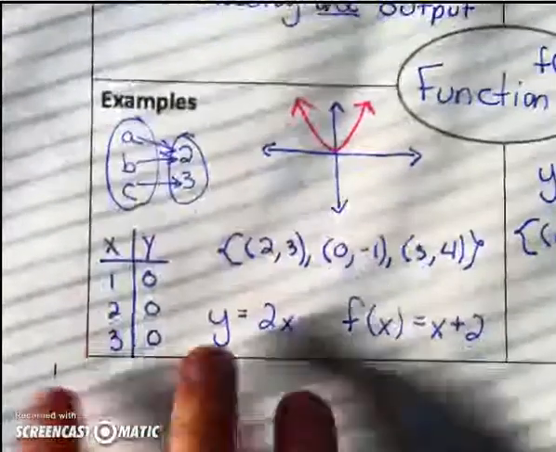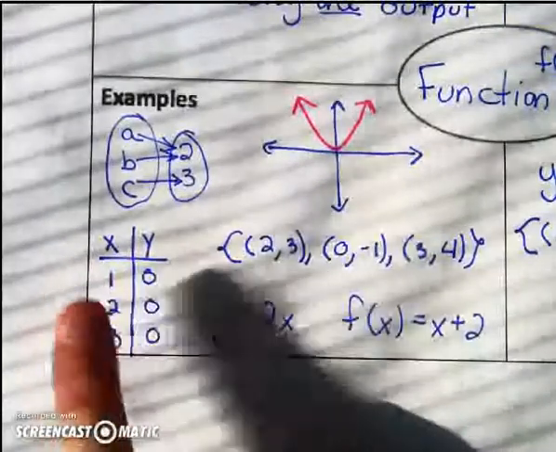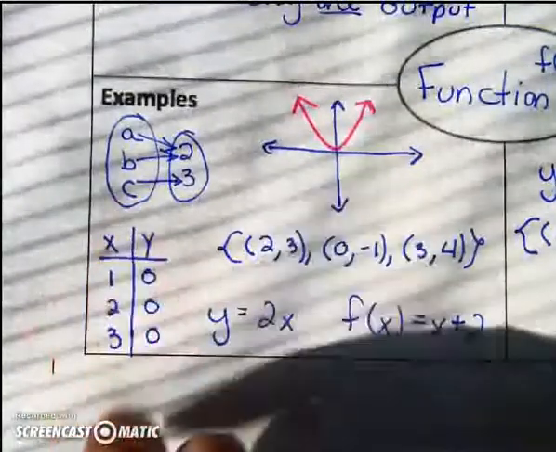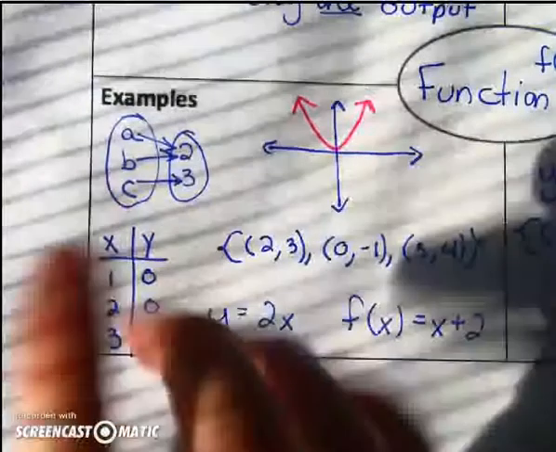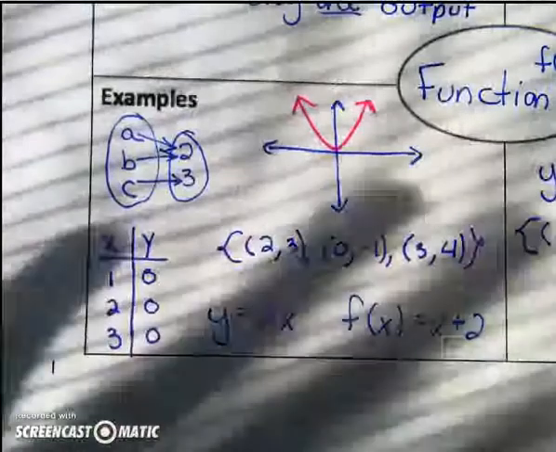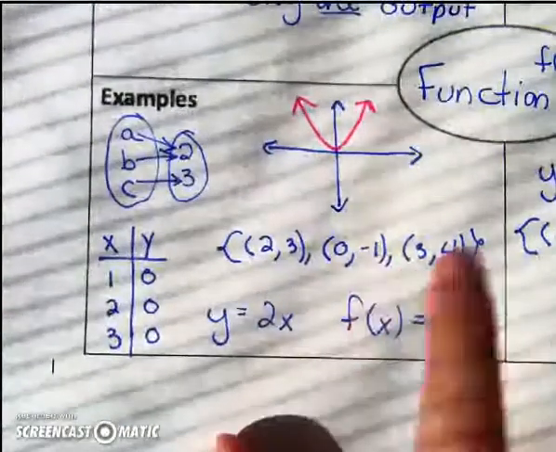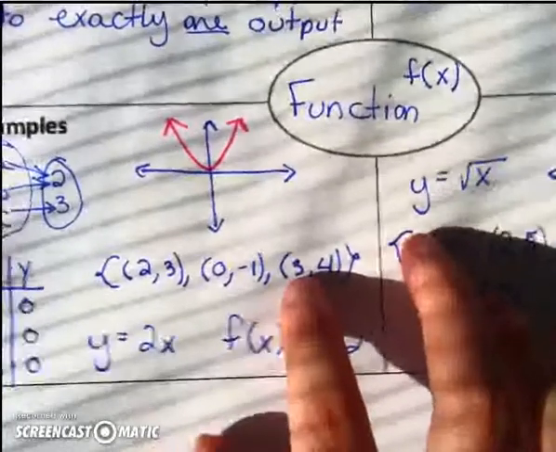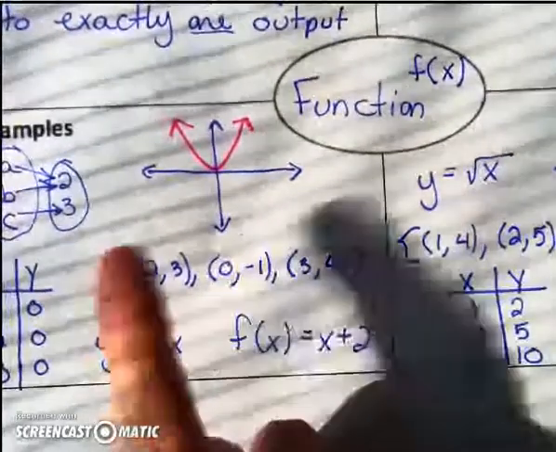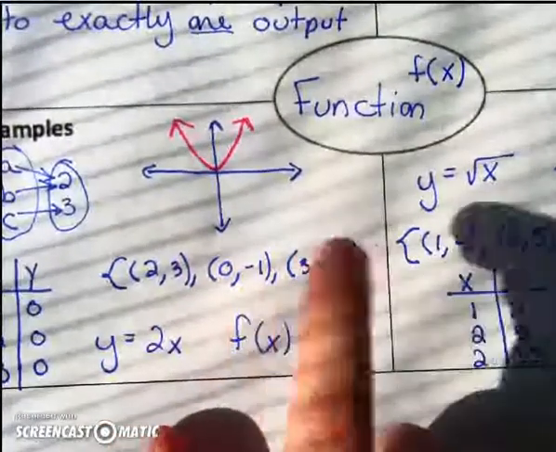Okay? Same with this table down here. When I put in 1, I get out 0. When I put in 2, I get out 0. So it doesn't matter that I'm getting out 0 the whole time, because the function is actually multiplying everything by 0. So it's being consistent, it's well behaved. It doesn't matter if it comes out as the same thing. These other examples are pretty straightforward, right? If I put in 2, I get out 3. If I put in 0, I get out -1. If I put in 3, I get out 4.